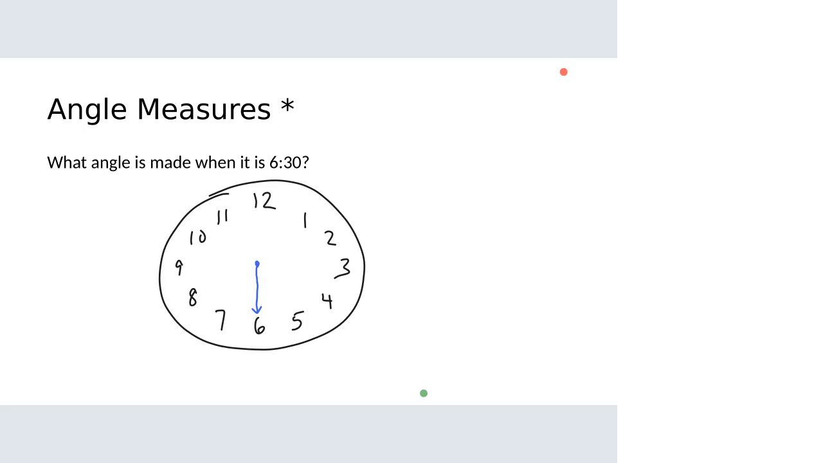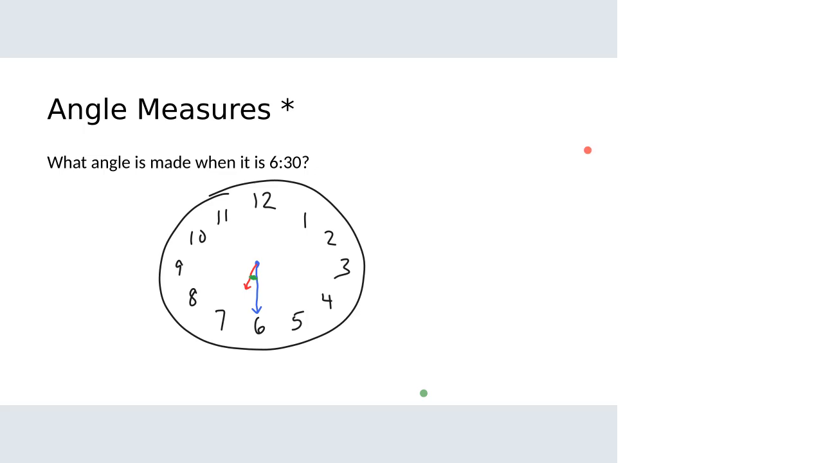When it's 6:30, this hour hand is halfway between the 6 and the 7. And that's how we wind up with an angle in here that's not 0 degrees, because when it's 6:30, the hour hand is halfway between the 6 and the 7. And so we do have an angle in here that's not 0. And well, halfway between, what the heck is that going to be?